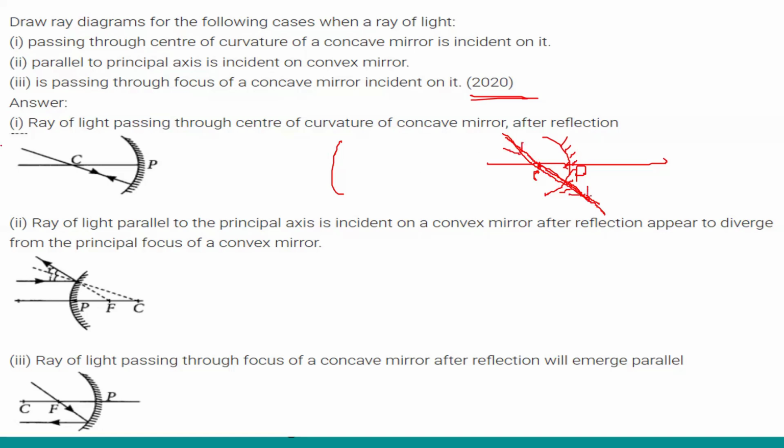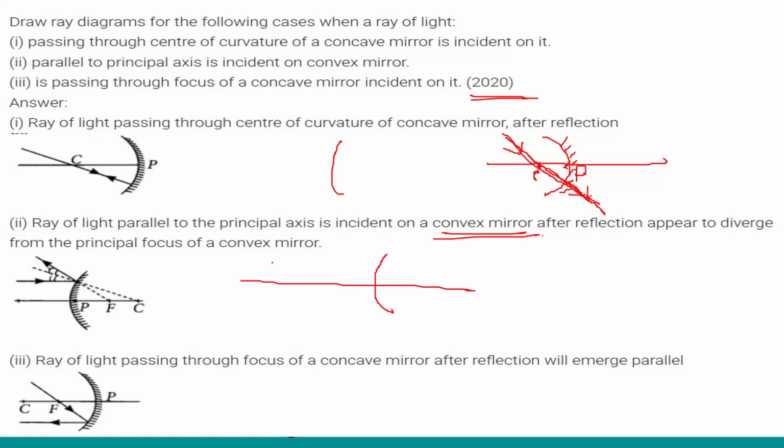Okay, so this is about the light passing through the center of curvature. A ray of light parallel to the principal axis is incident on a convex mirror. So here it is a convex mirror. After reflection, the ray appears to diverge from the principal focus of the convex mirror.